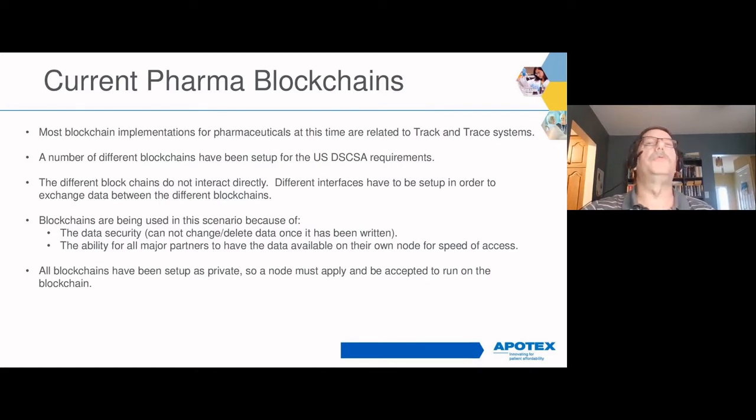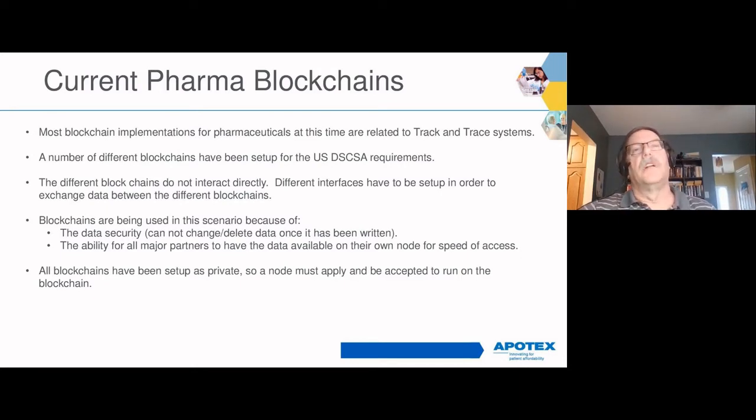Blockchains are being used for track and trace systems for the main part because of the data security. Since we talked about this in the background, you cannot change or delete data once it's been written. It makes it an ideal candidate for doing security-based records of serialized product moving throughout the industry.